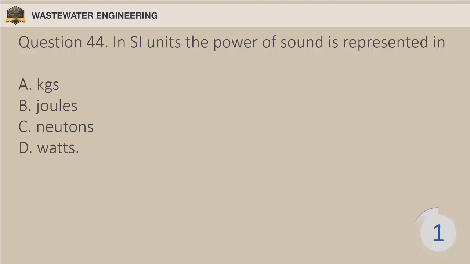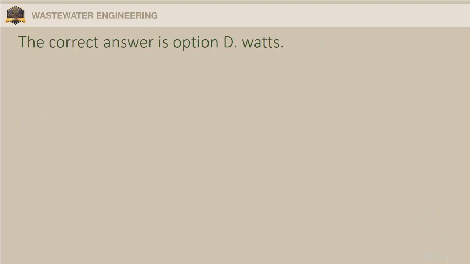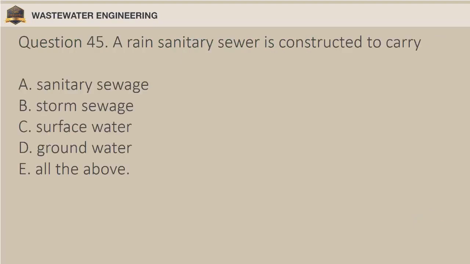The correct answer is option D. Watts. Question 45. A drop manhole is provided if A. A sewer drops from a height. B. A branch sewer joins the main sewer at higher level. C. A lamp is inserted to check obstruction. D. None of these.